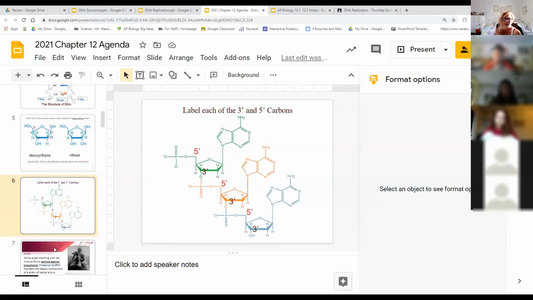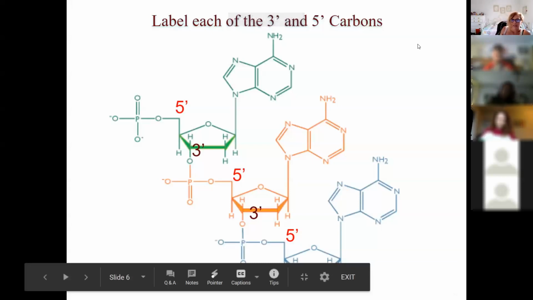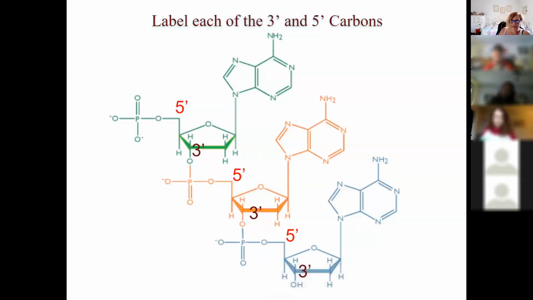Yes, it is. So now we are better able to talk about this molecule, right? We can say that the nitrogenous base is on the 1' carbon. The hydroxyl is on the 3' carbon. The phosphate is on the 5' carbon. Where is the phosphodiester bond? It is between the hydroxyl of the 3' carbon and the phosphate.